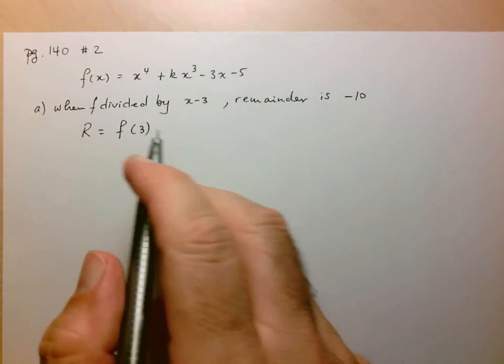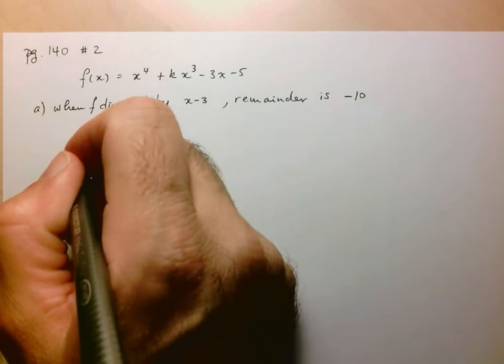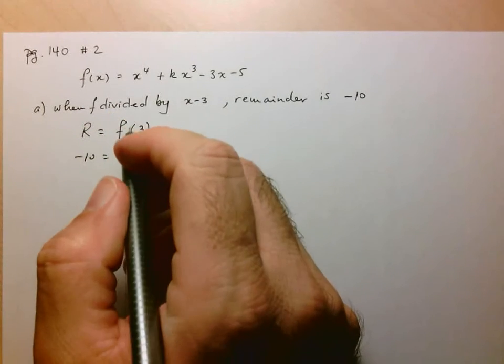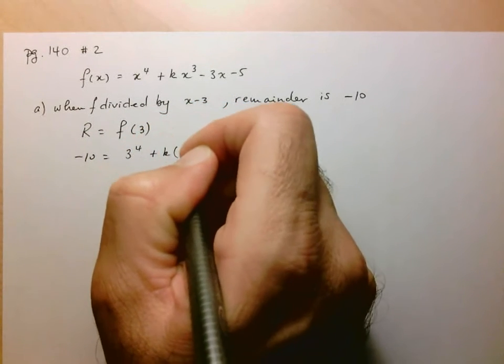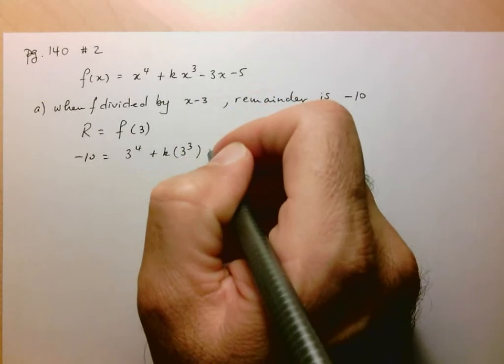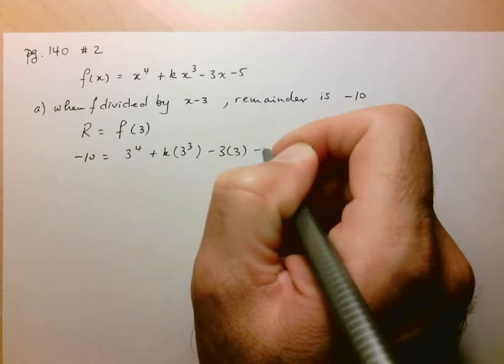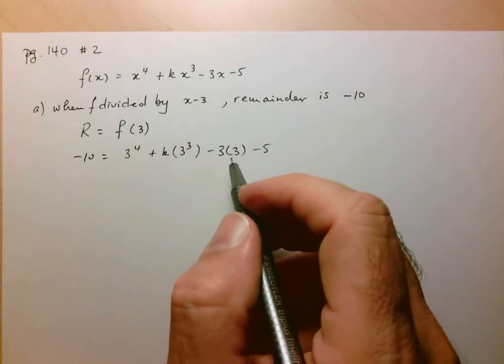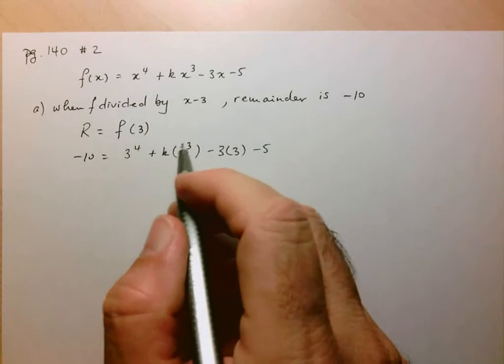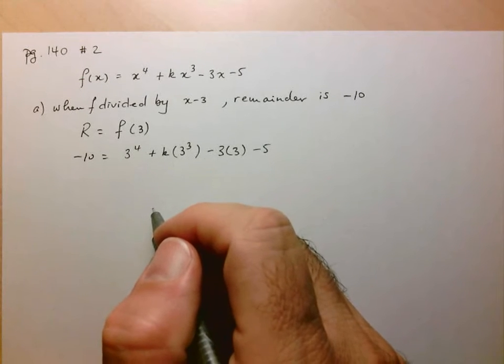But in this case, they give us the remainder. We know that the remainder is negative 10. And so now let's calculate f at 3. So we get 3 to the 4 plus k times 3 cubed minus 3 times 3 minus 5. And lo and behold, we have an equation that we can solve, because the only unknown left is k, and in fact it's even a linear equation.